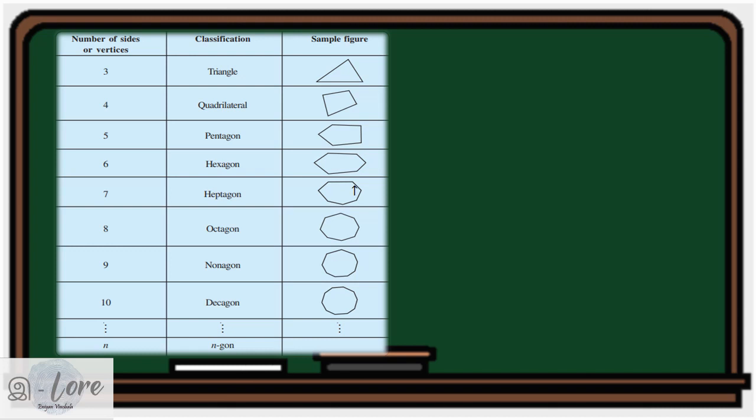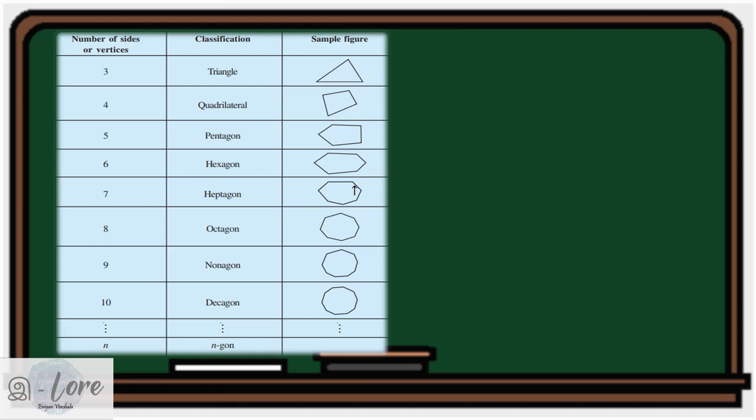A five-sided figure is called a pentagon. A six-sided figure is called a hexagon. Seven-sided we call a heptagon, eight-sided an octagon, nine-sided a nonagon, and ten-sided a decagon. And for the n-sided figure, because for some figures we don't know the number of sides, like 11, 12, 13, 14, 15 sides, it goes to infinity. If you take any number, the number of sides will be in the format of n.